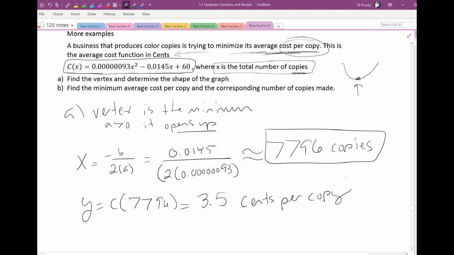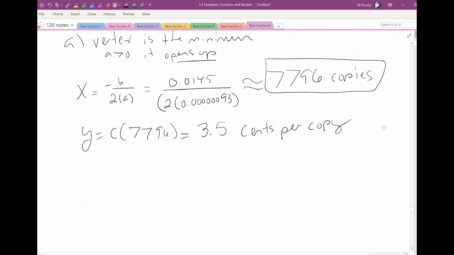per copy. So they're going to make 7,796 copies, and each of those copies are going to cost 3.5 cents. All right, and that's the minimum. The minimum per copy will be 3.5 cents per copy. And that's basically the answer. All right, that is the minimum.